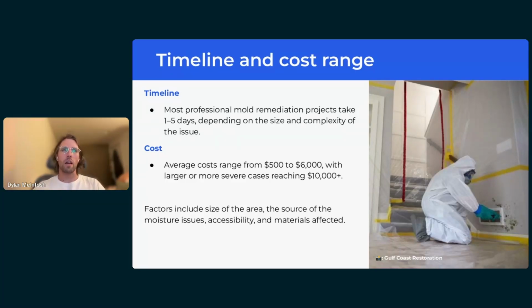And that's going to depend on a lot of factors, such as the size of the area that needs to be remediated, what kinds of materials need to be remediated, the source of the moisture issues, accessibility. Resolving remediation issues in a very hard to reach area is going to take more time and effort than somewhere that's very easily accessible. And like I said, the types of materials affected will also impact the cost, and so can other things such as local factors, where you're located, your specific market, how many contractors are available, how busy it is. All those other factors can all play a role in cost. But generally speaking, these types of projects are not very cheap.